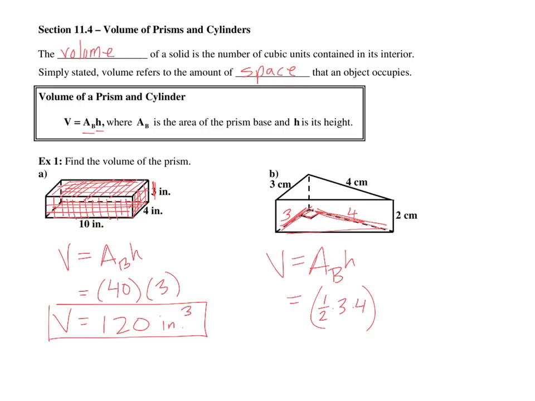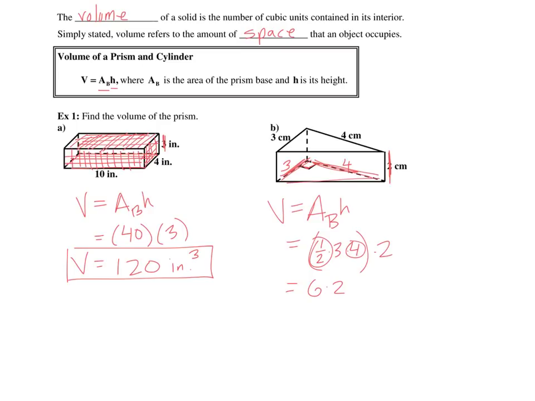And then what's the height of the prism? 2. All right, make sure not to confuse the heights. So I have half of 4, which is 2, and then 2 times 3 is 6. So 6 times 2, and I get 12. So I have 12 cubic centimeters can fit inside this prism. Done.